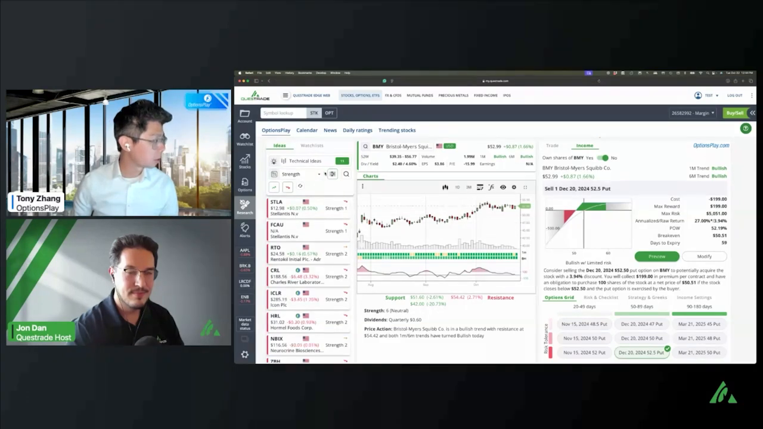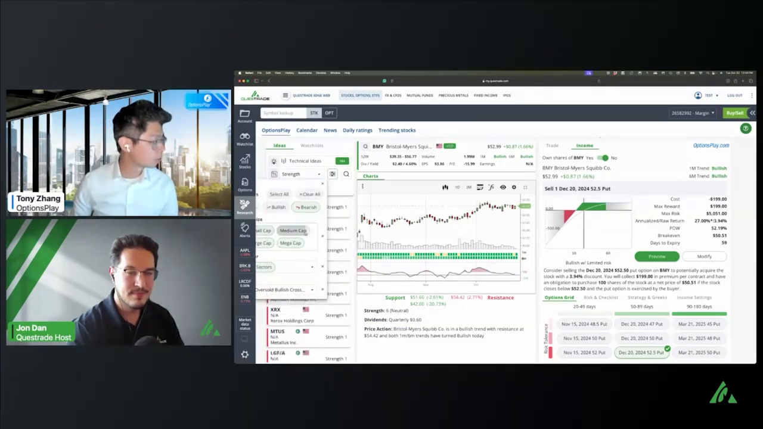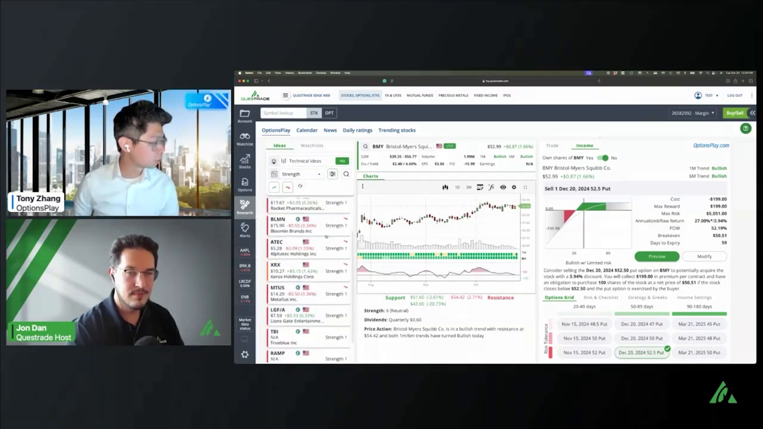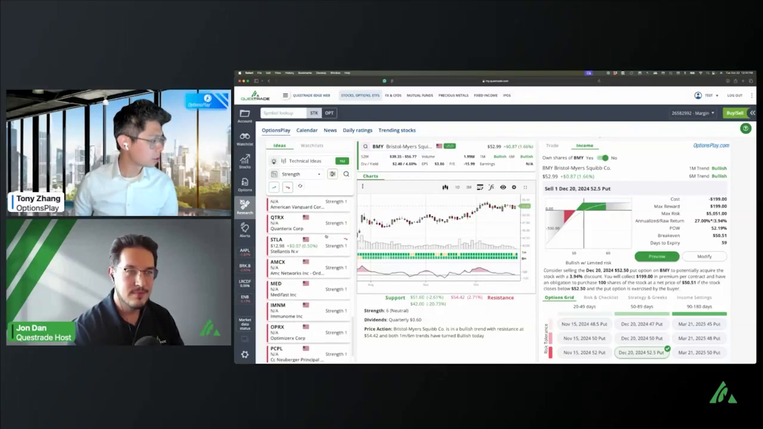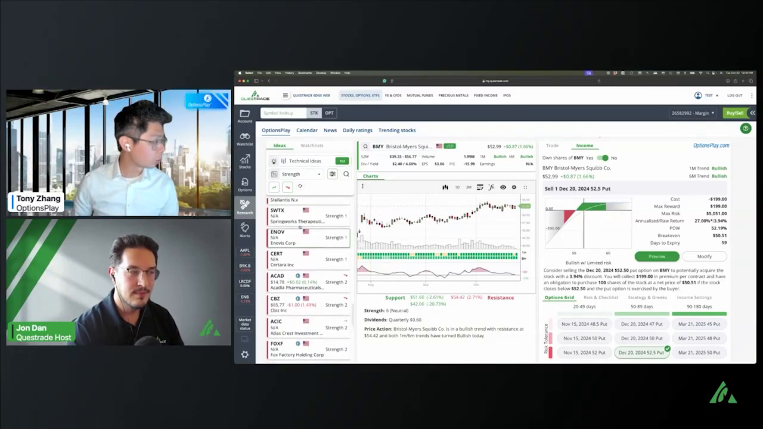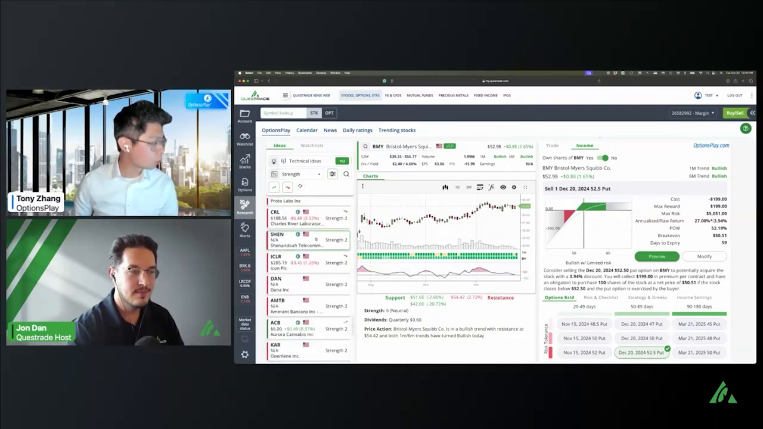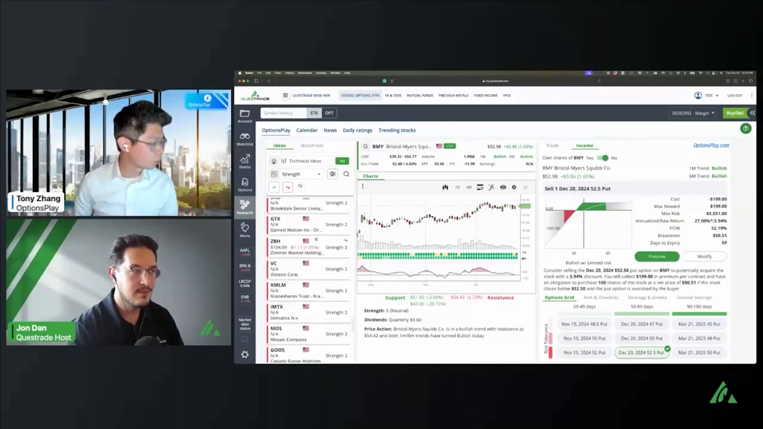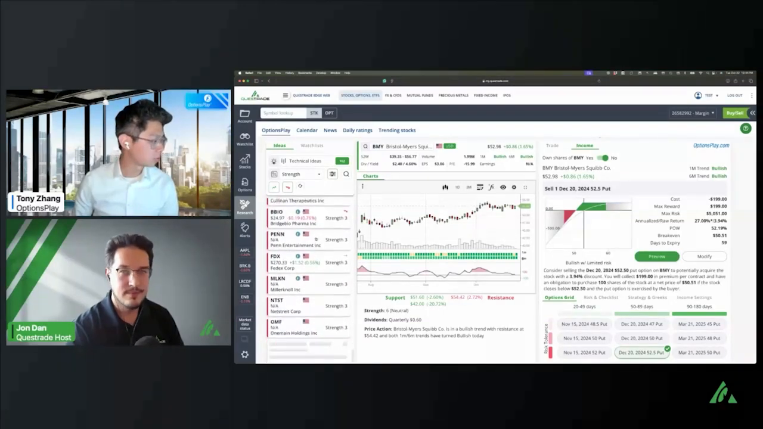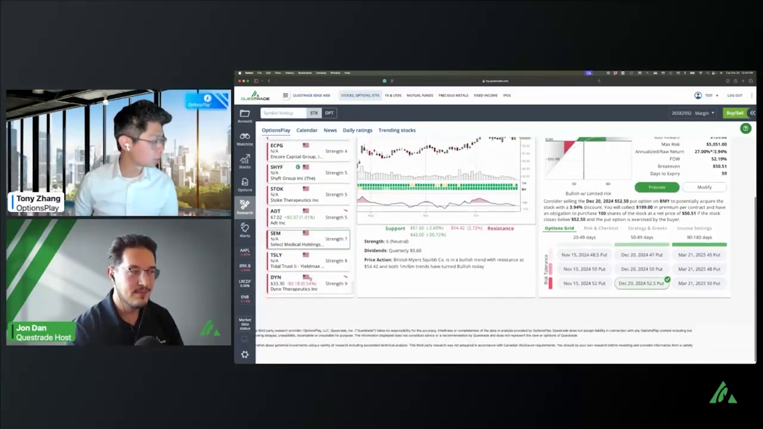So, for example, let me remove some of these filters, right? So, as you can see, when you look at strength here, what it tells you is what are the strongest stocks in the market and what are the weakest stocks in the market. And as you can see, there are hundreds of ideas here. So there's lots of them.